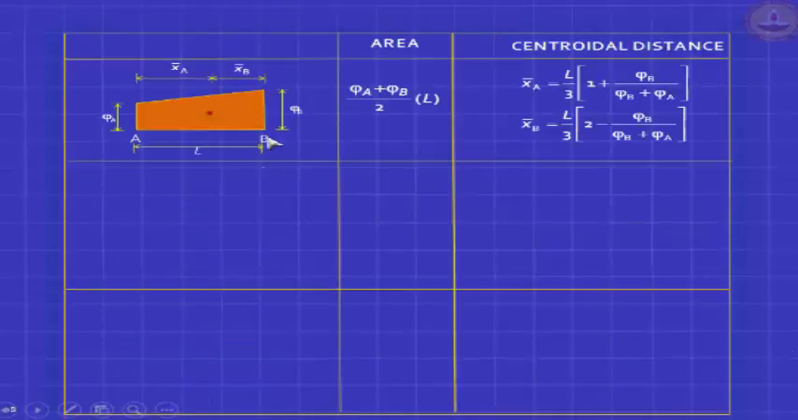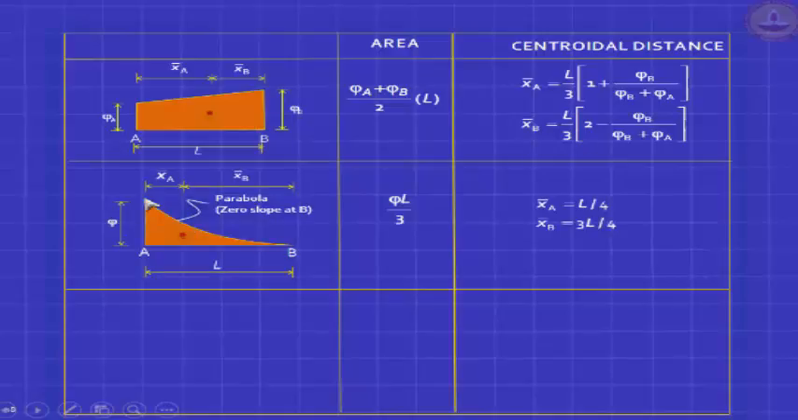If you have a trapezium, then the area is obviously average height into length. And there are formulas to get the centroid if you need them. You can always do something clever. You can divide this into two parts, a rectangle whose centroid you know and a triangle whose centroid you know.